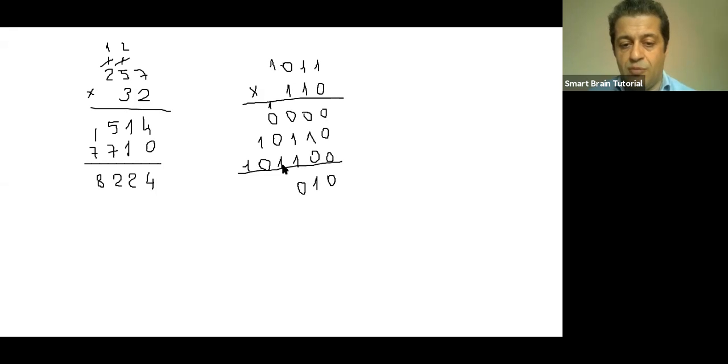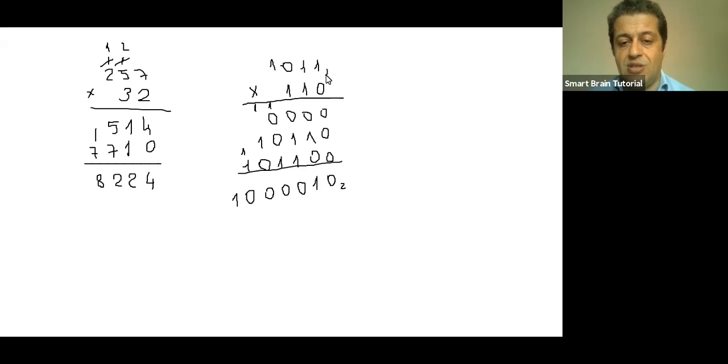So we have 1 plus 1, 2 again. So again, we write 0 and we carry 1. And 1 plus 1, it is 2. Again, it is 0. And we carry again 1 here. 1 plus 1, it is 2, but we don't have to carry anything anymore, but we simply write 0 and 1. So the result is this number.